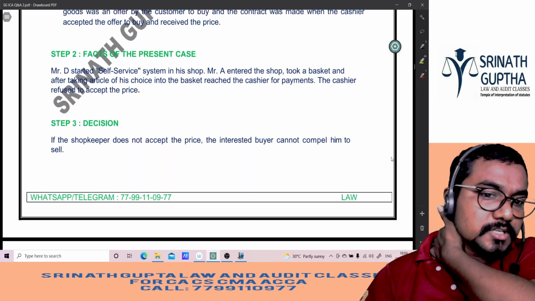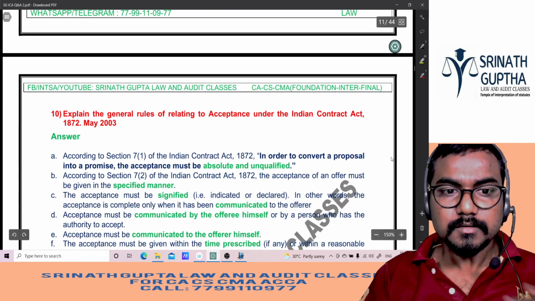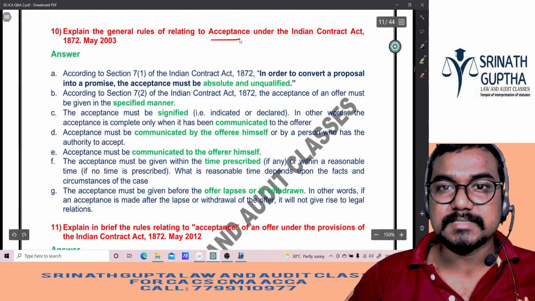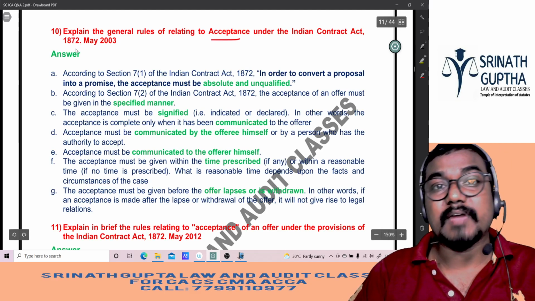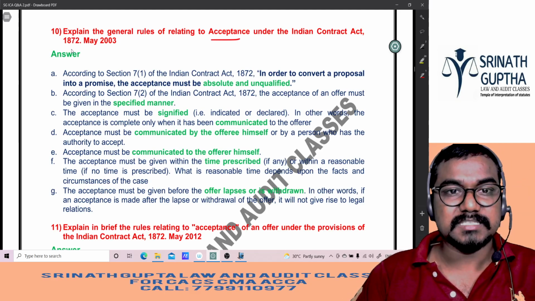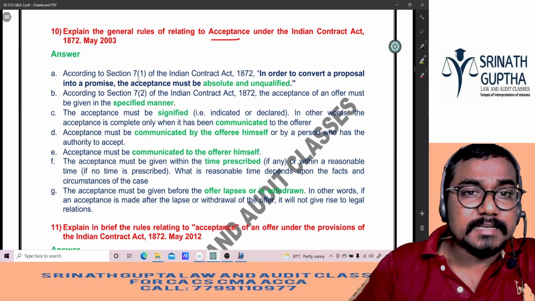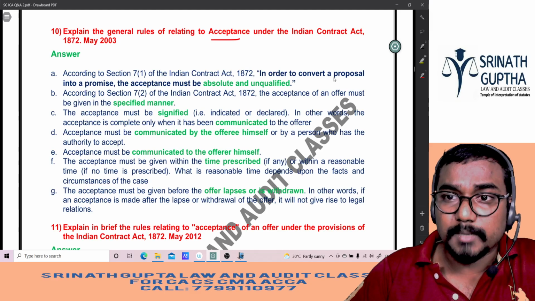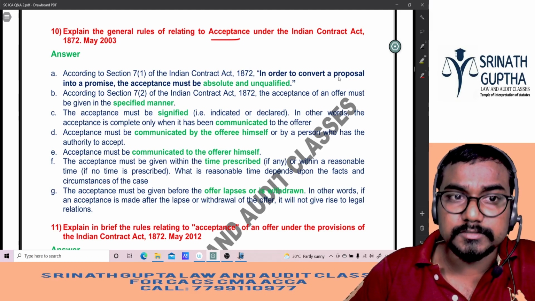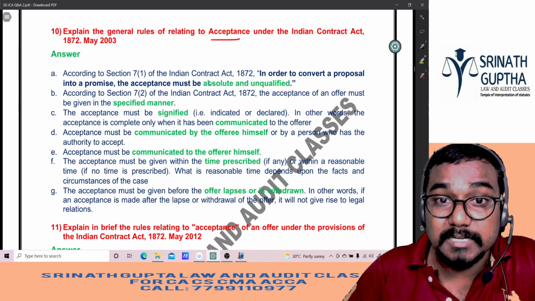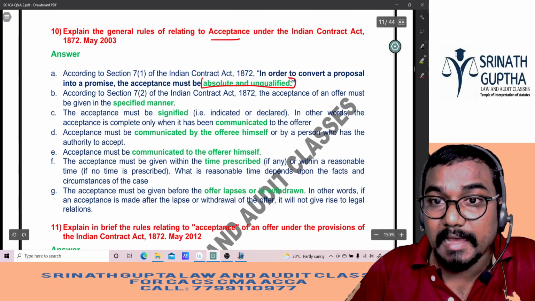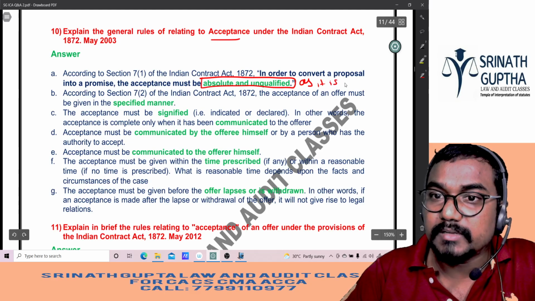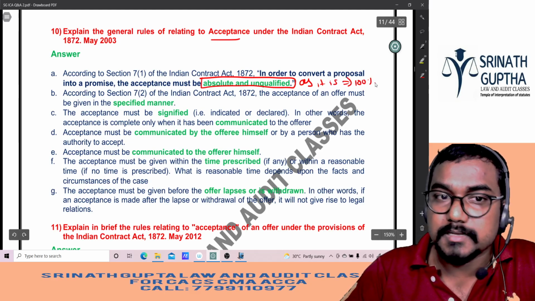Next question, beta, the 10th question. Explain the general rules relating to acceptance. It is asking the essentials of valid acceptance, the legal rules as to acceptance. So it is as per Section 7. As per Section 7 of the Indian Contract Act, in order to convert the proposal, that is the offer, into a promise, acceptance must be absolute and unqualified. That means the offer must be accepted as it is, without any variation, 100%.